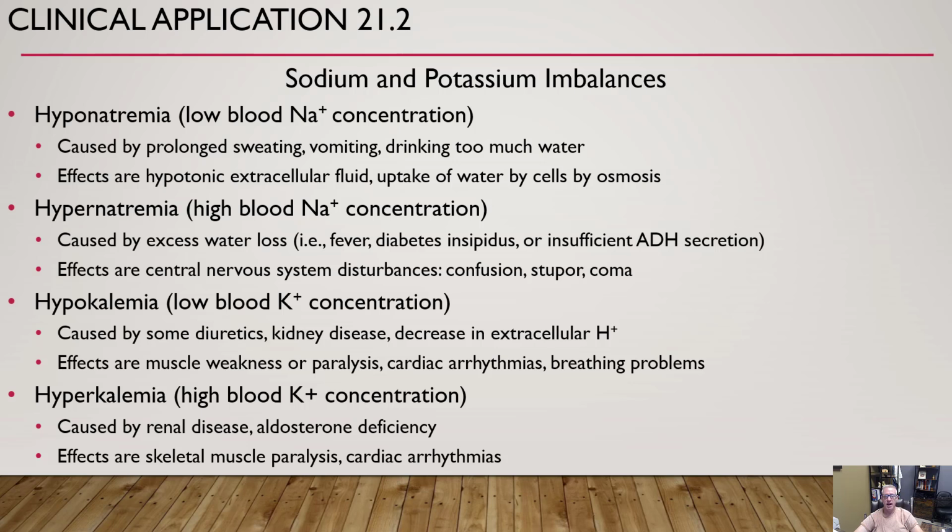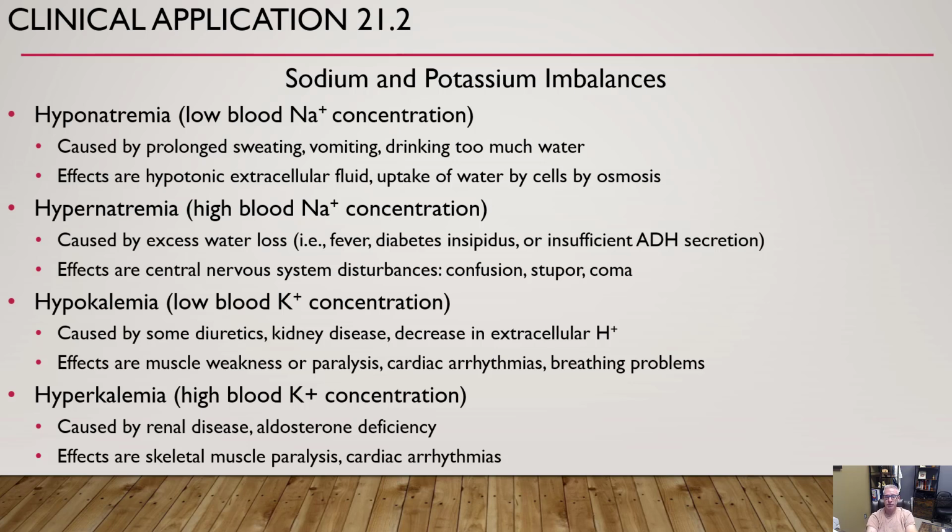Hypernatremia, which is high blood sodium concentration, can be caused by excess water loss, fever, diabetes insipidus, or insufficient ADH secretion. Remember, antidiuretic hormone. So if antidiuretic hormone is insufficient, we're going to pee out too much water. And if we pee out too much water, we're going to be left with too much sodium in our blood.